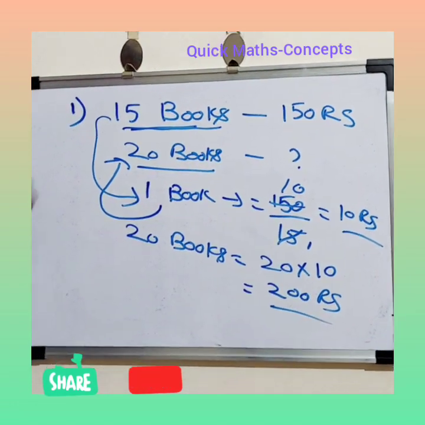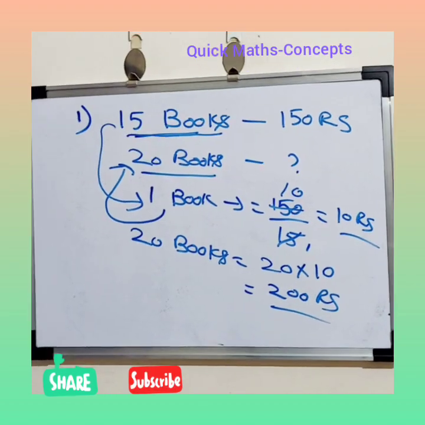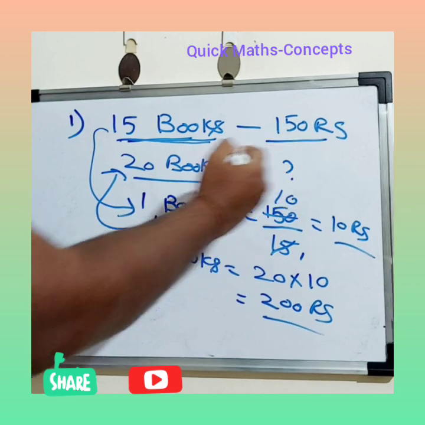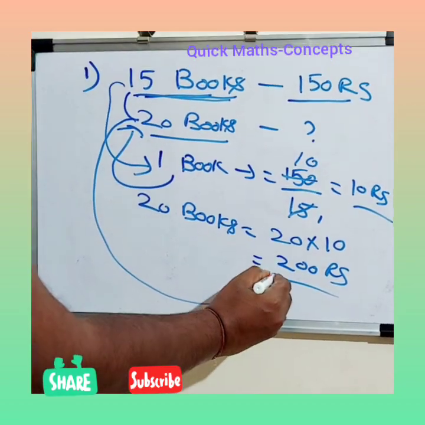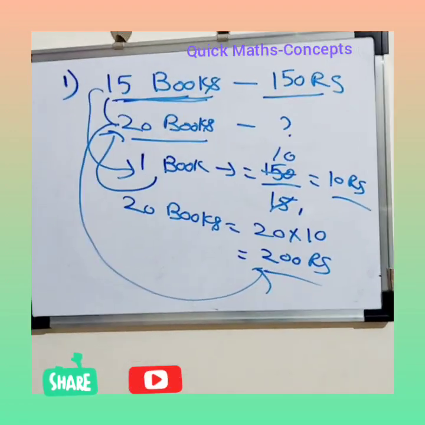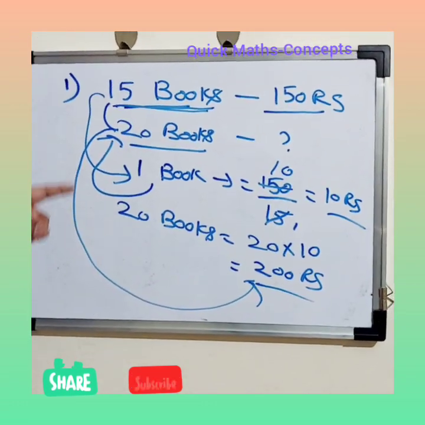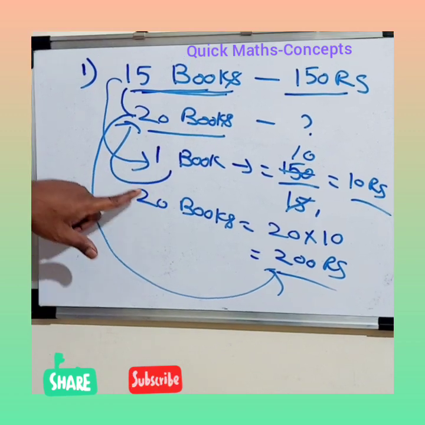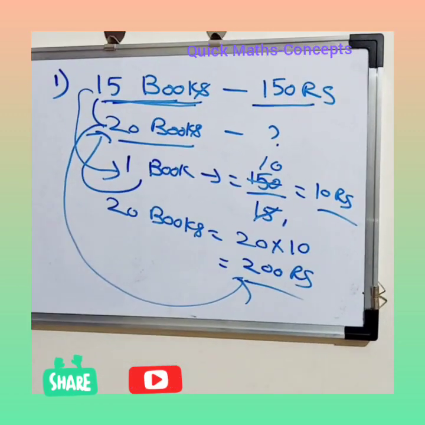Here we can say you can use the logic called direct proportion. It means if the quantity is increased, automatically the cost also increases. This is called direct proportion. So to solve the problem efficiently we used the unitary method logic: first find the value of one book, and from that find the value of 20 books. This type of problem will come in many competitive exams.